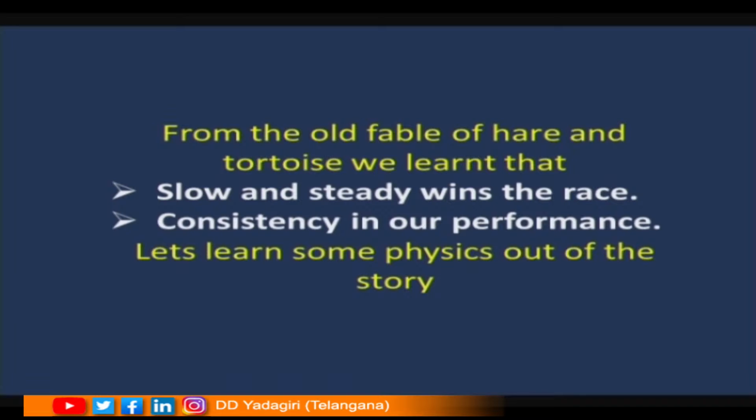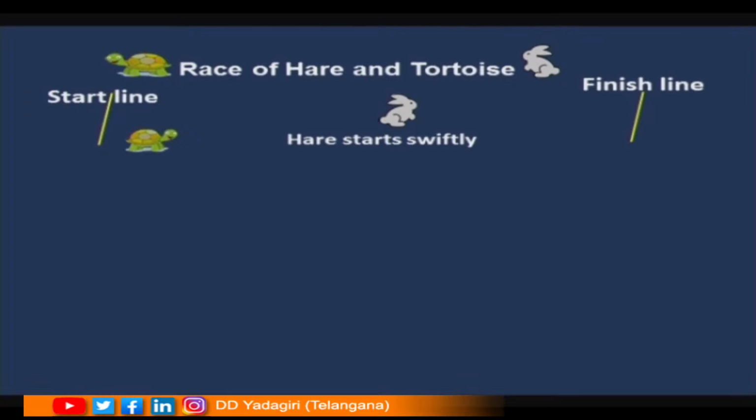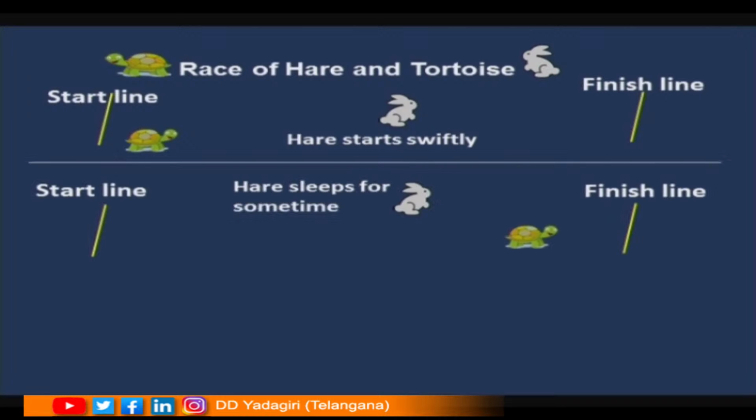Now, let us learn some physics from this story. The hare and the tortoise started for a race. The hare started swiftly and the hare sleeps for some time, whereas the tortoise crawls slowly and consistently.